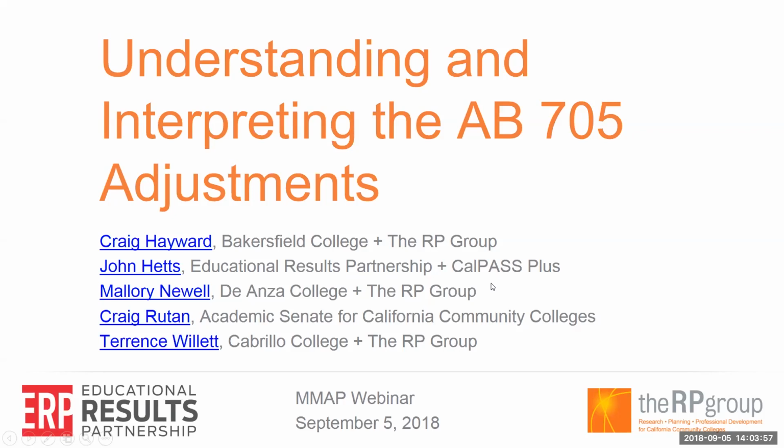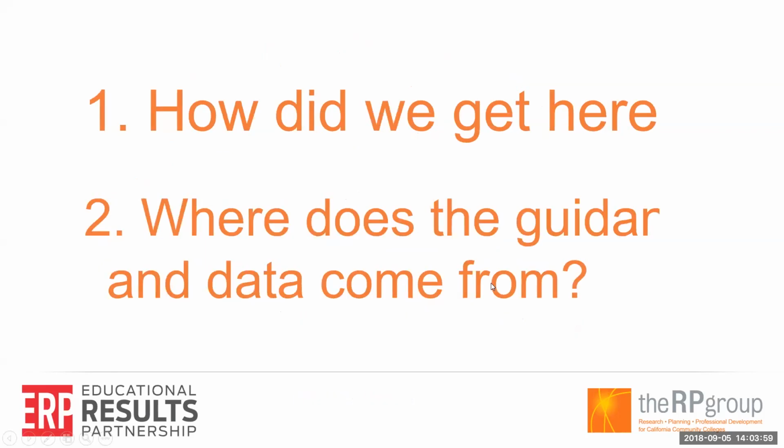Okay, so we'll go ahead and get started. The main questions that we're addressing in this webinar are, how did we get here, and where does the guidance and data come from that has been included in the Chancellor's office memo? So hopefully we can answer these two questions for you as we go through this hour.